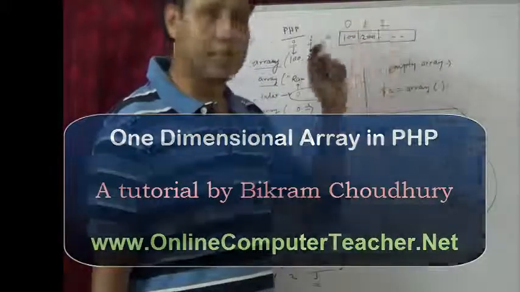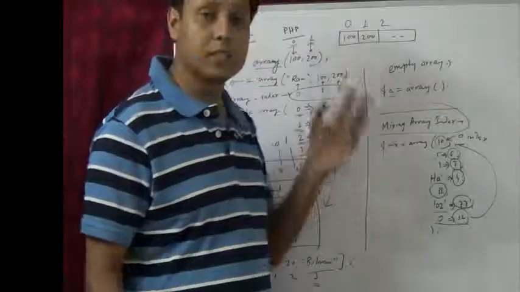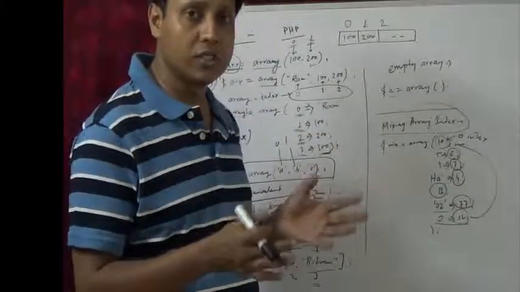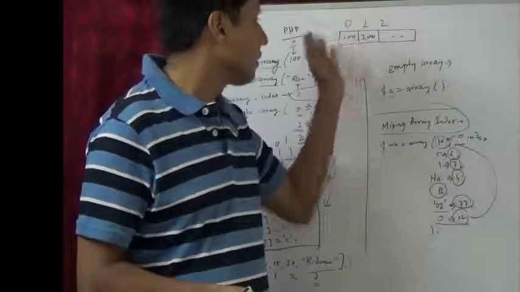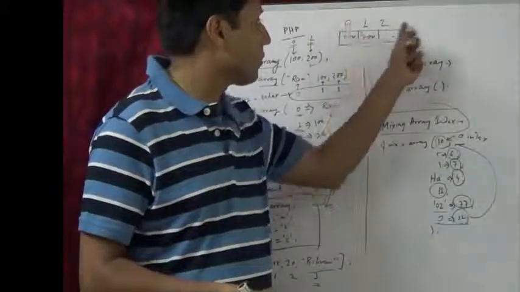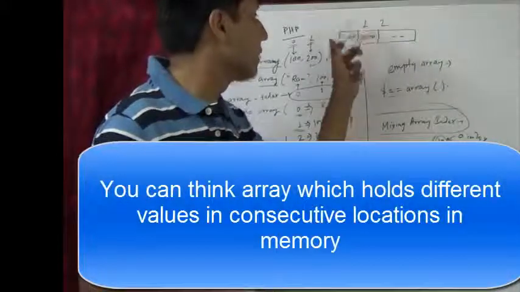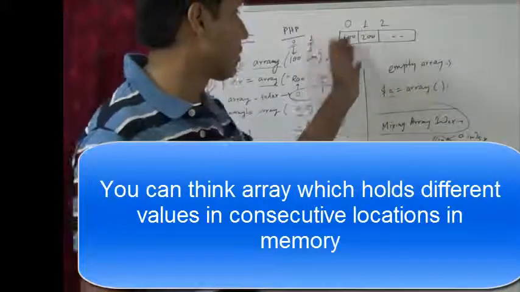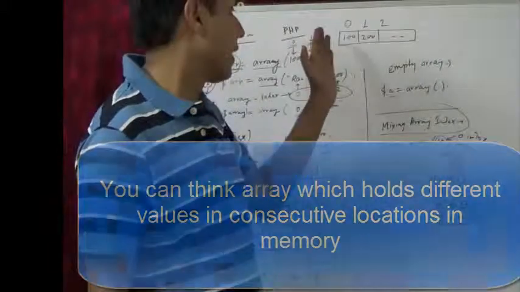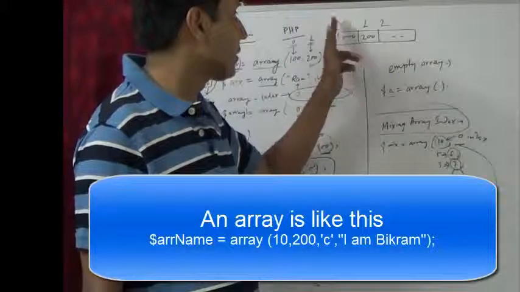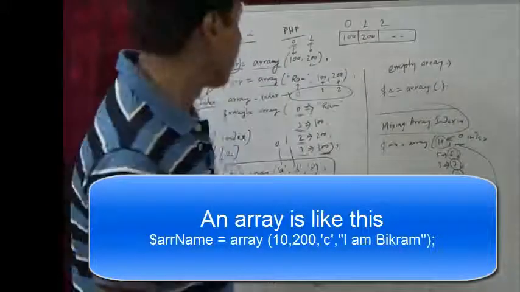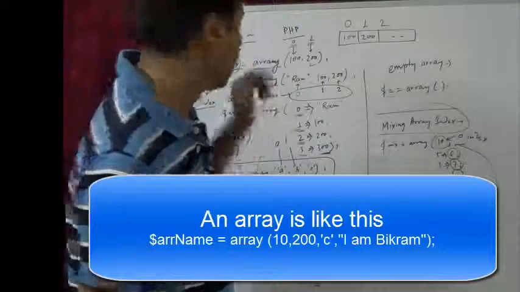An array looks like this. You can put the array elements, that is some values, numbers or strings, characters, etc., just like this, and you have to access them by the index. These are called index, these are values. An array holds consecutive memory locations, and you can access them by index. I am showing you in detail here.